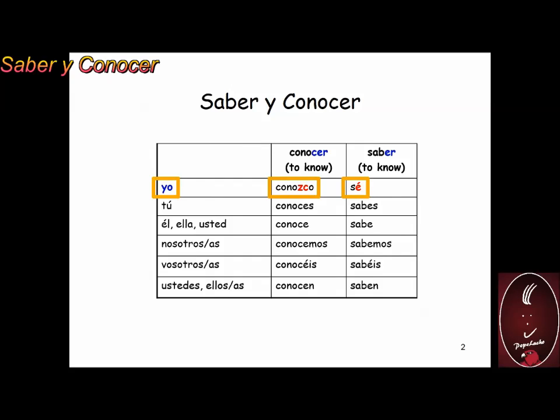yo conozco, tú conoces, él, ella, usted conoce, nosotros, nosotras conocemos, vosotros, vosotras conocéis, ellos, ellas, ustedes conocen. In the verb saber, yo sé, tú sabes, él, ella, usted sabe, nosotros, nosotras sabemos, vosotros, vosotras sabéis, ellos, ellas, ustedes saben.